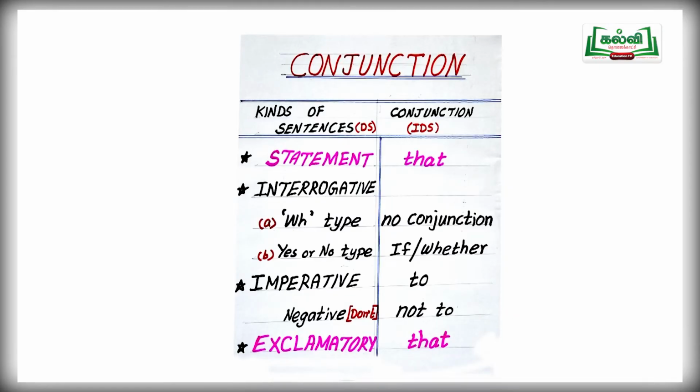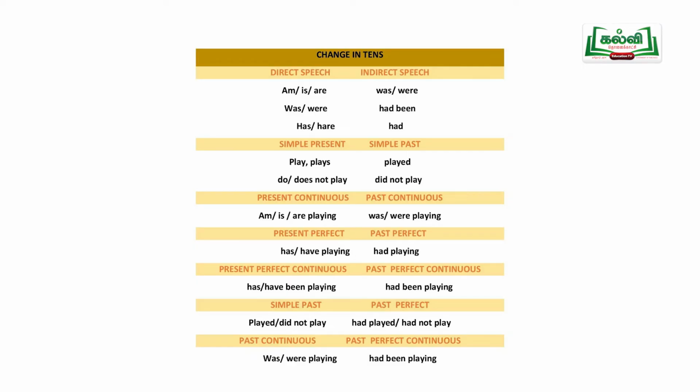For yes or no type, if or whether. For the imperative sentence, to. If it is negative, don't comes, not to. For the exclamatory, that. Then change in tense. Rule 1. If the reporting verb is in present tense, the tense in the reported part does not change.